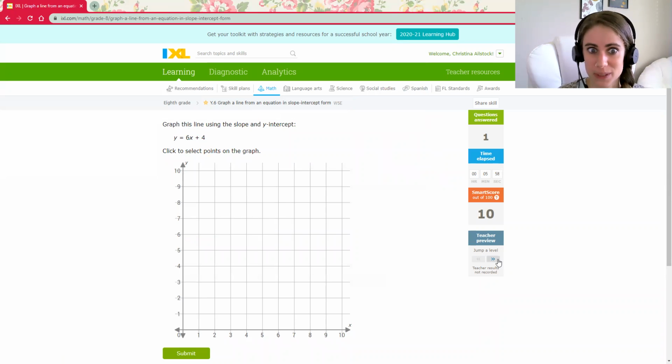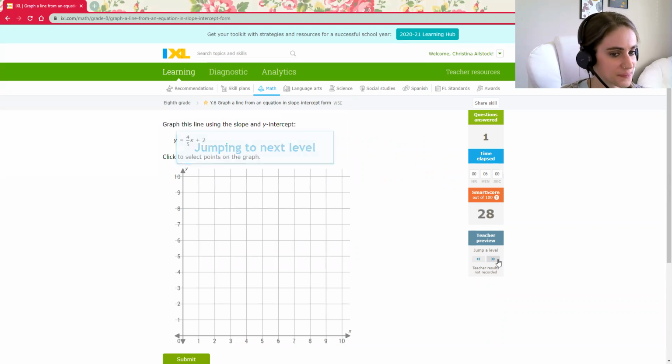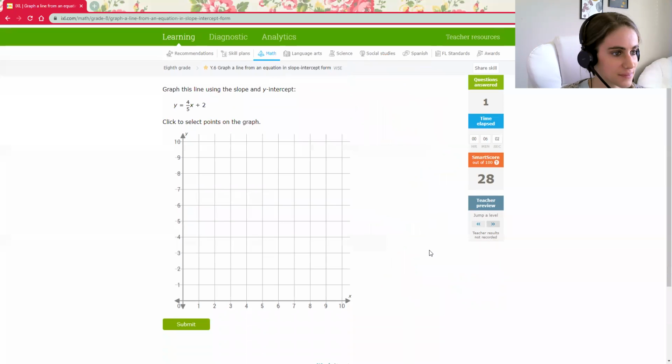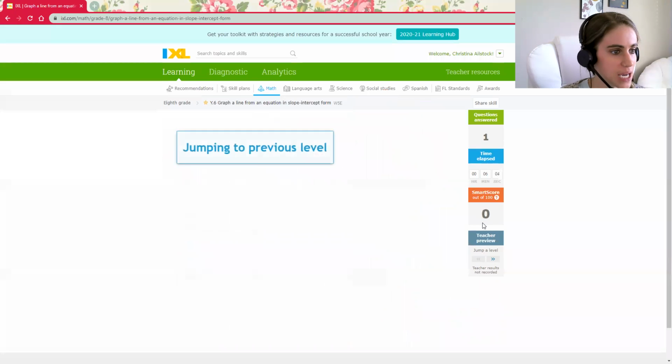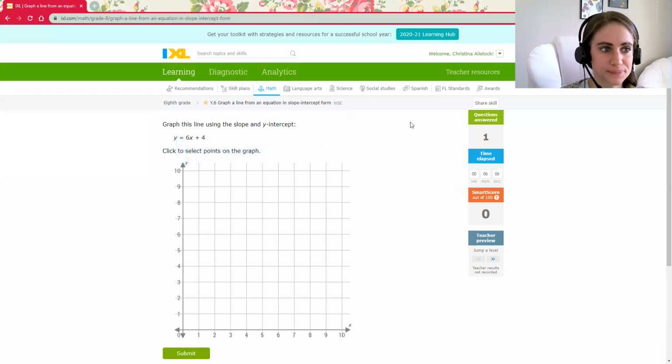And we're actually going to jump up a level. Actually, never mind, I want to go back. I like this one better. All right, once again, we're going to graph using the same method. Remember, our equation is y equals m, which is our slope, x plus b, which is our y-intercept.